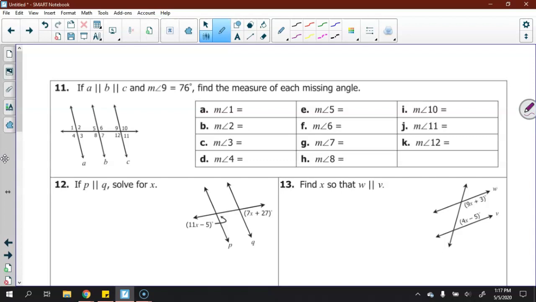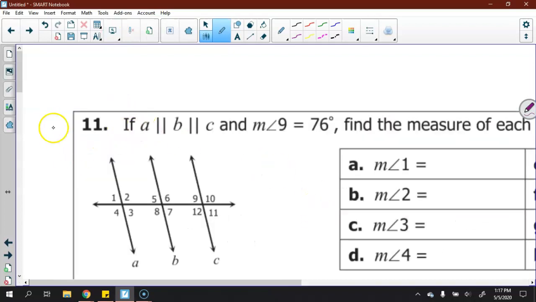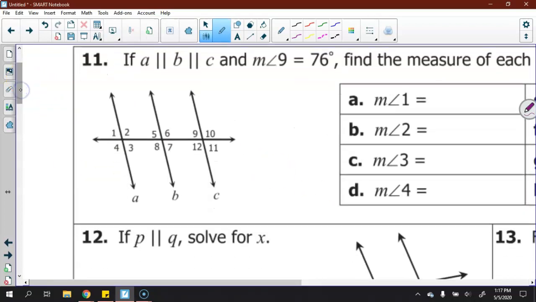On 11? Okay. So here's the deal with 11 that I would really recommend. I'm going to zoom this way in. I draw all over my pictures when I do these, remember? So they tell me that angle 9 is 76, and they also tell me that these 3 lines are parallel. So what I know is if this is 76, this one is 76, this one is 76. Boop, boop, boop. All right? All of those have to be 76.